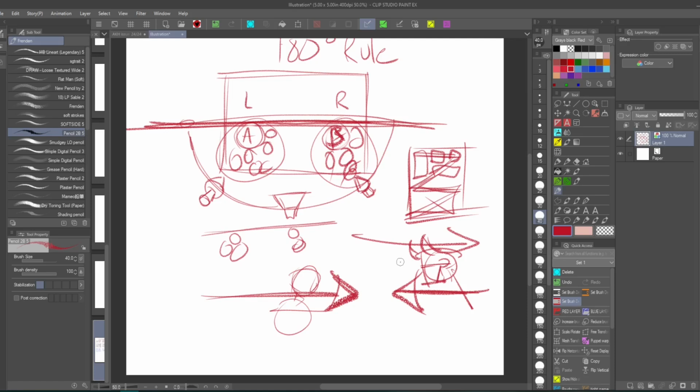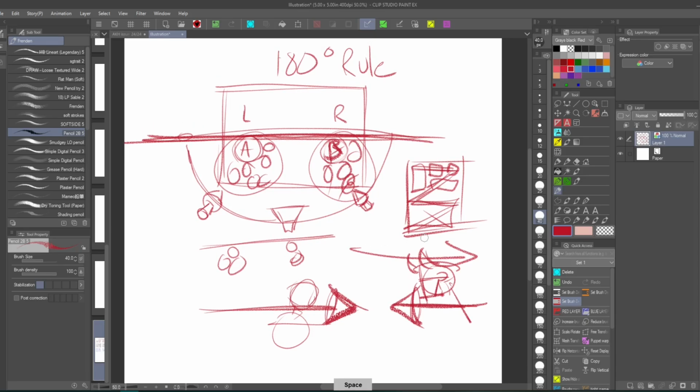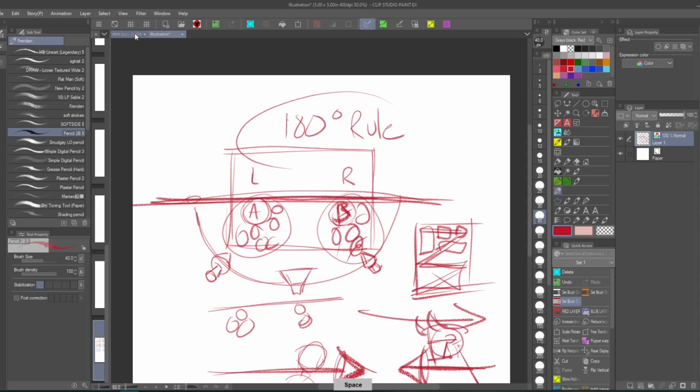Subtext works in comics. Subtext works differently in comics than it does in other mediums because comics isn't necessarily a dialogue driven medium the way stage plays or movies are. So anyway, getting away from the subtext digression, I'm going to show you what this 180-degree rule looks like in practice.